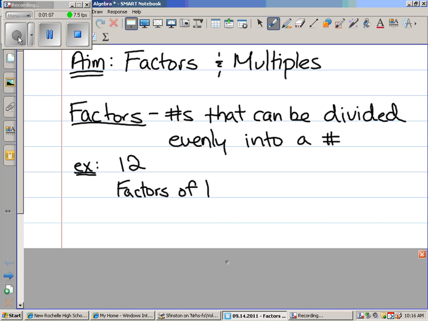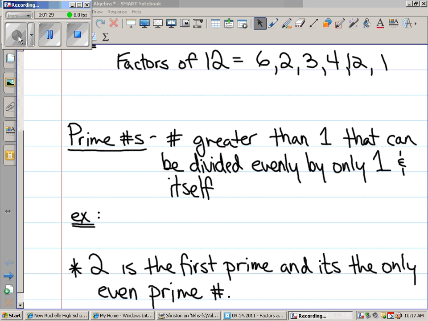Factors of 12 are 6, which will evenly divide into 12. What else? 3, 4. What else? 12 goes into itself, and definitely 1. Any other ones? Oh, we got 2. Yeah, that's it. Those are factors. Easy, piece of cake.